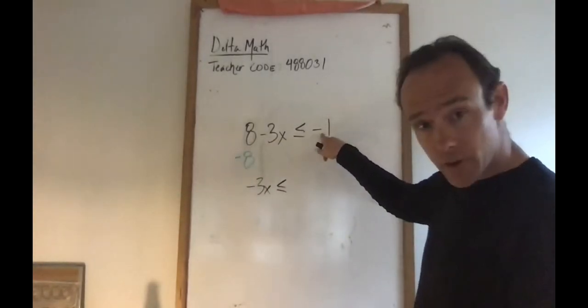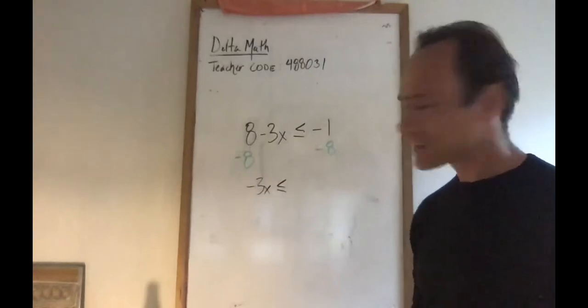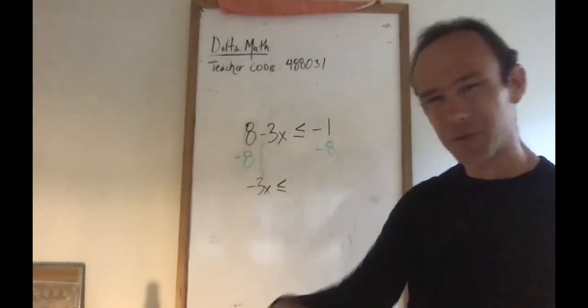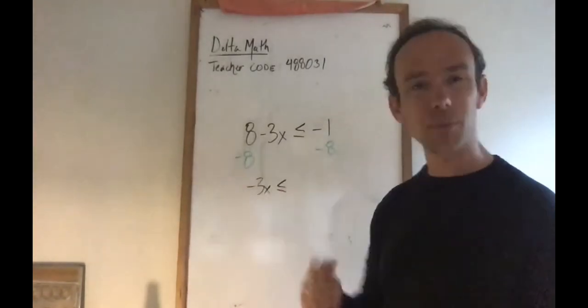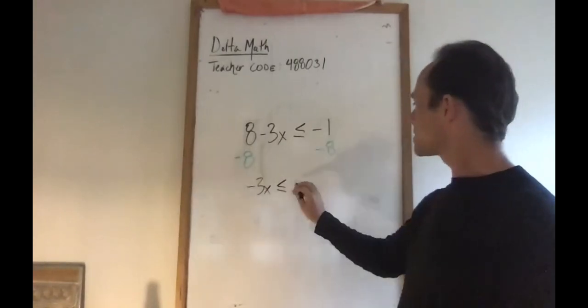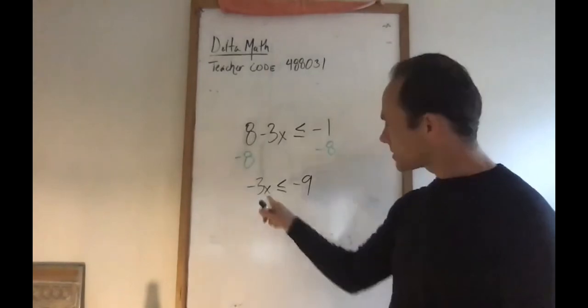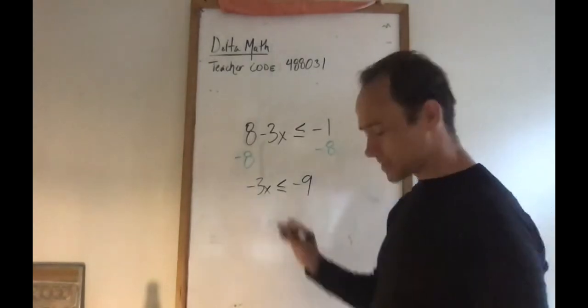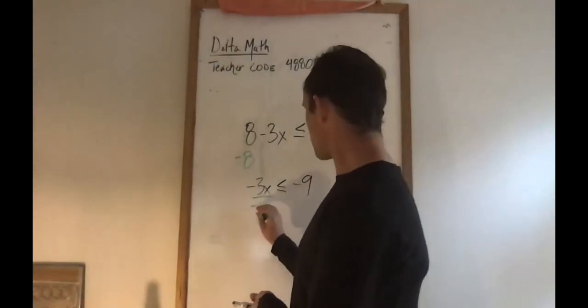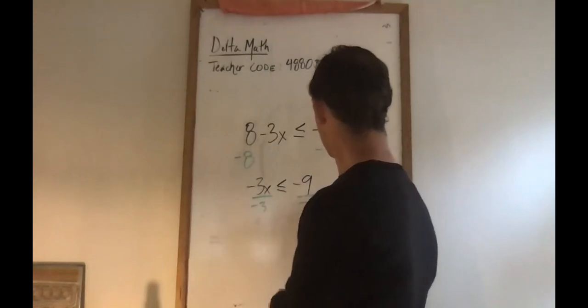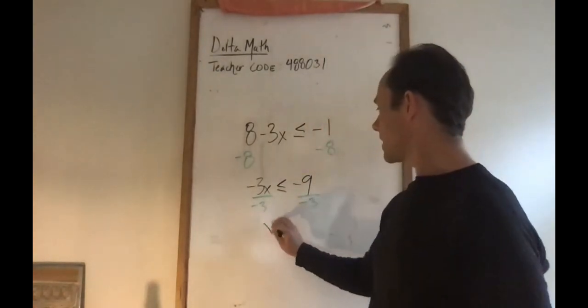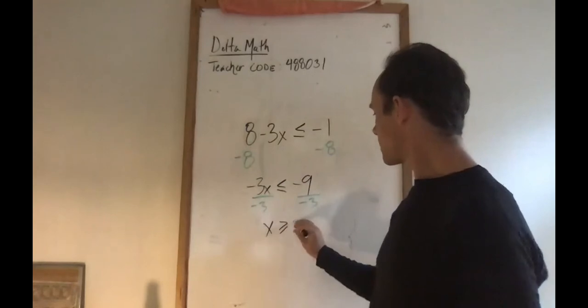Okay, so I have -1, and I'm going to take away 8. Anytime you take away positivity, you're going to get more negative. So we should anticipate it being more negative. Now we got to divide, so we can get x all by itself. So I'm going to divide by -3. And we get x is greater than or equal to 3.